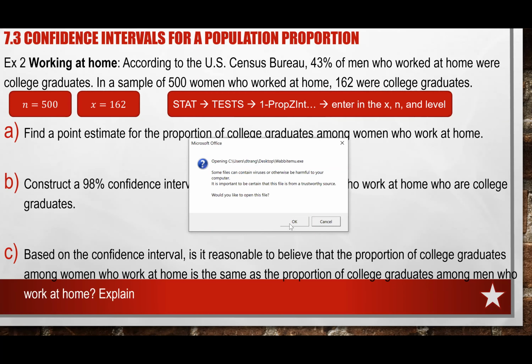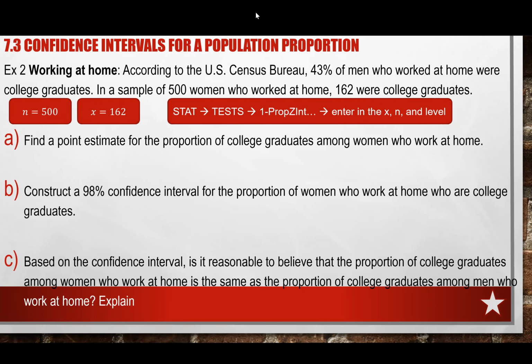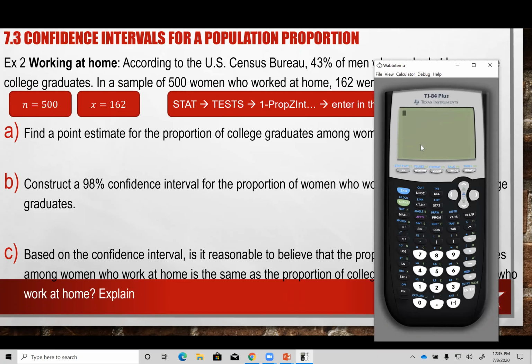But do you agree that we can use our calculator? Let me show you the calculator. I use an 84, but it's the same; the 84 and 83 have the same feature here. If you use your calculator, hit stat, go over to test, and scroll down. Reminder, it is 1-PropZInt, not 1-PropZTest and not 2-PropZInt. It's the 1-PropZInt.